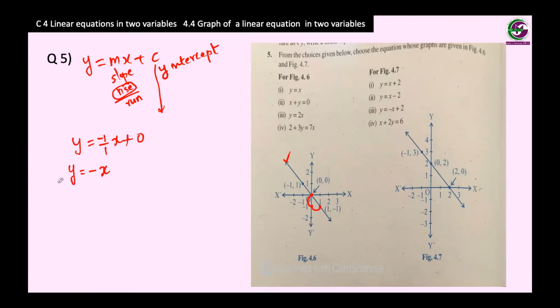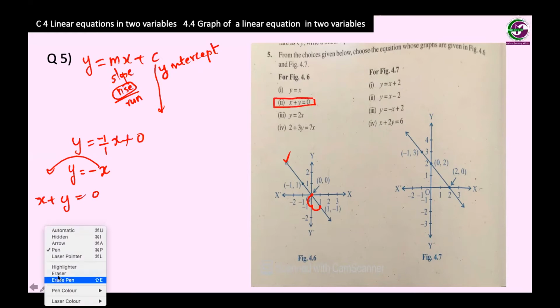Now see whether this equation is given to you. If not, you have to rearrange them. Y is equal to negative x is there, but we need it another way. But we can rearrange. How? X can go to the other side, which is plus x. So x plus y, and to the right side will be 0. X plus y is equal to 0. Easy, right?